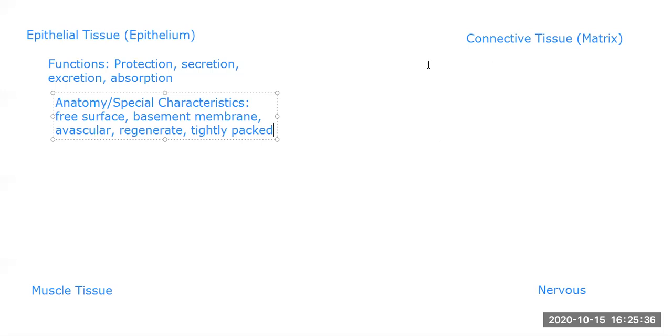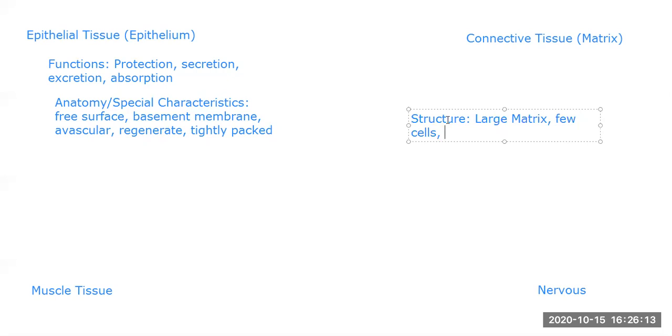For connective tissue, it has quite varied functions. So I'm going to start actually with the structure first. So the structure or the anatomy of connective tissue. It is characterized by a large matrix, which is why it's called matrix sometimes. So this is space outside of the cells of this tissue. There are actually very few cells in the tissue and a lot of matrix.